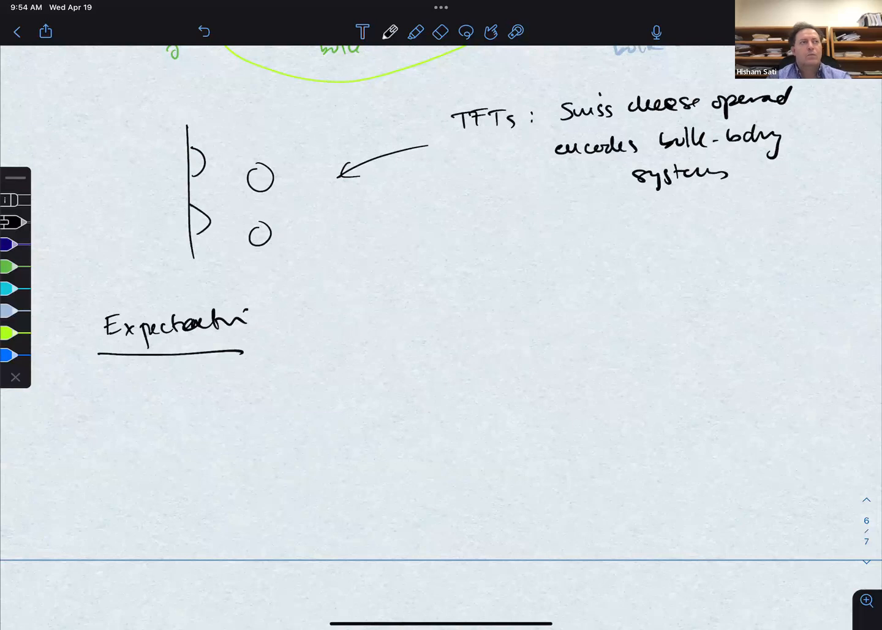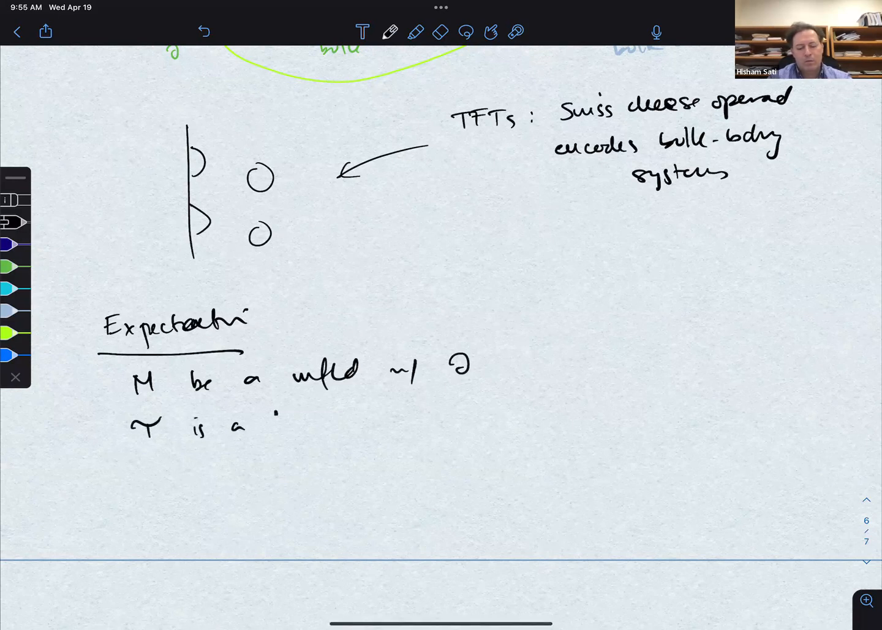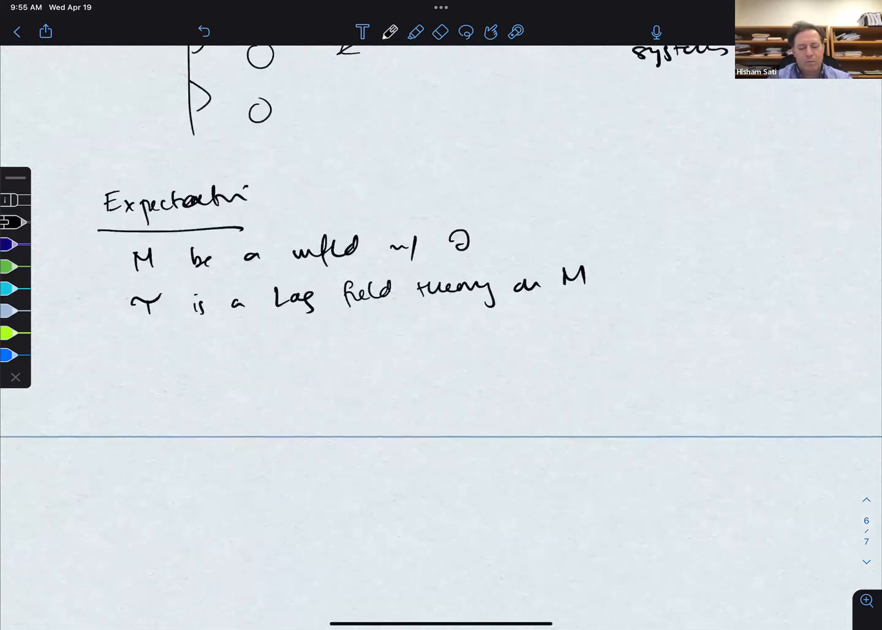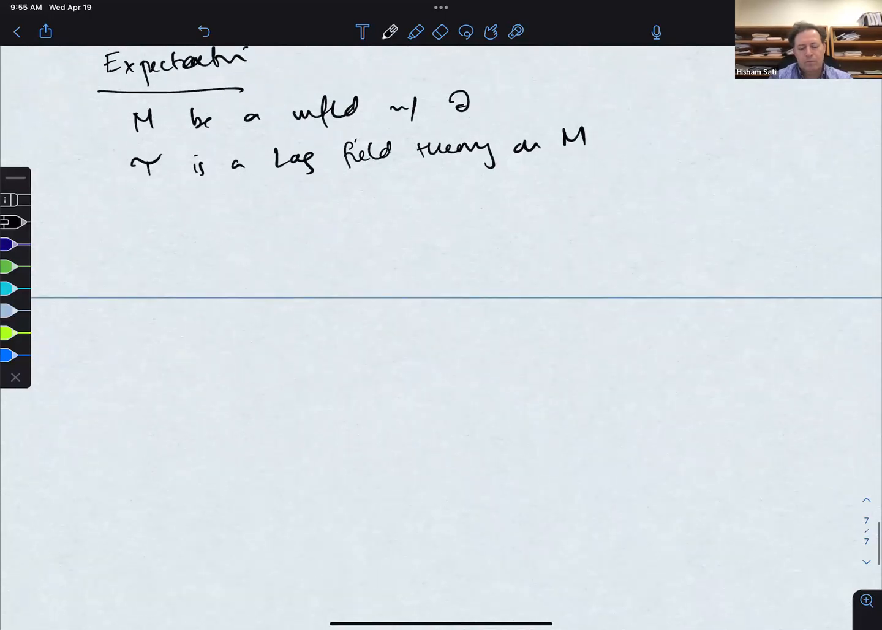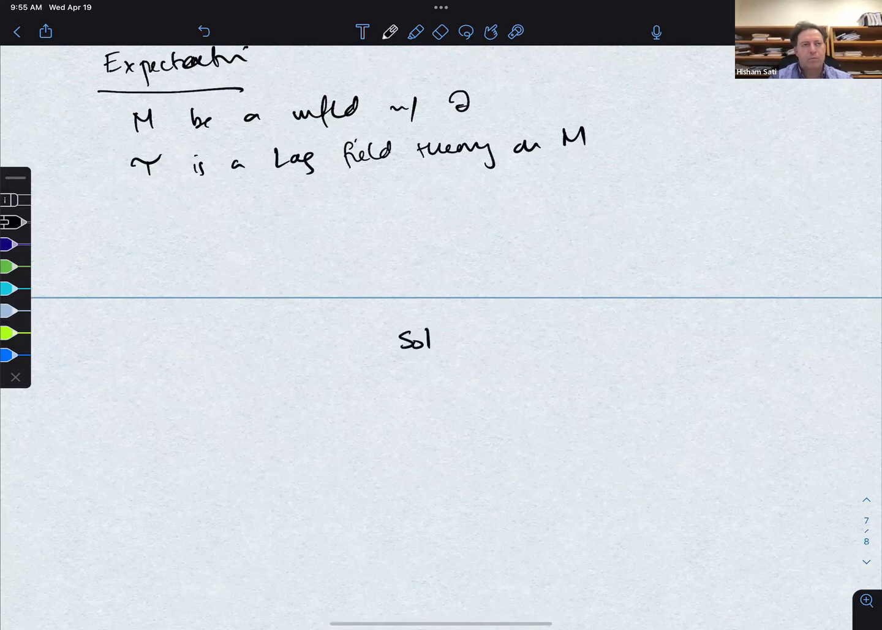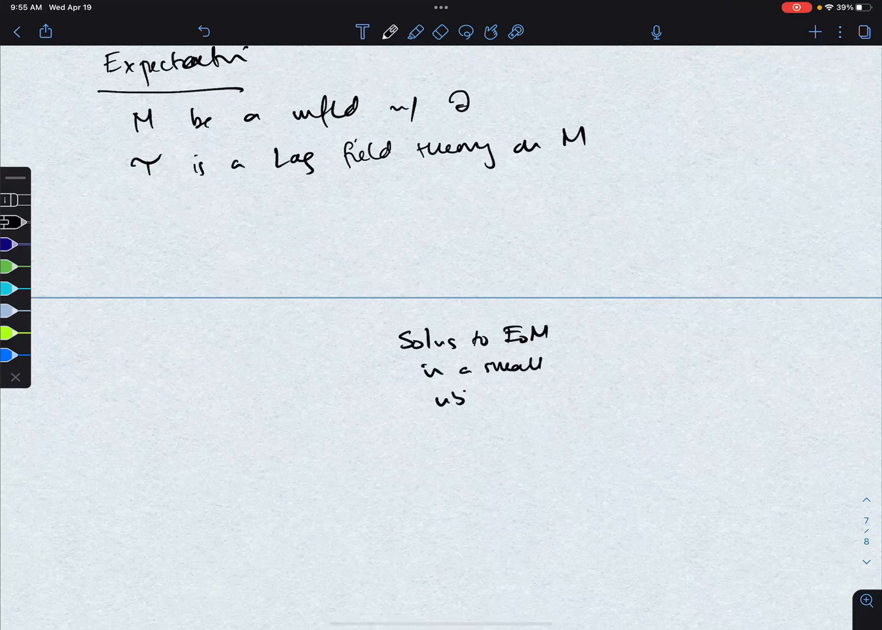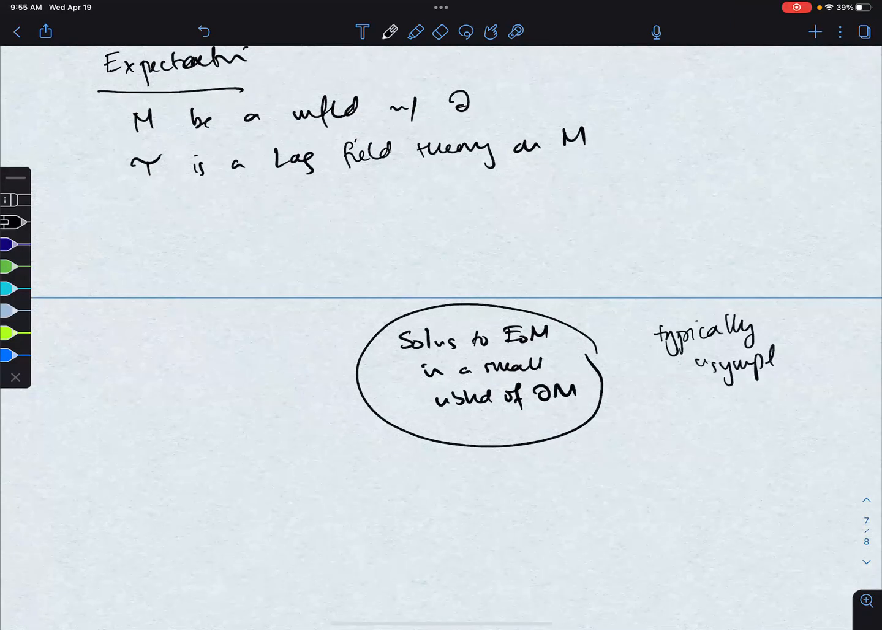Let M be a manifold with boundary, and T is a Lagrangian field theory on M. Then we'd expect that, so what is a boundary condition? Well, I'm just going to sketch this out very quickly. It's all elaborated in this paper with Eugene and also in his thesis. If you look at solutions to the equations of motion in a small neighborhood of the boundary of M, that's some space. I claim that this is typically a symplectic space. More accurately, it's pre-symplectic, and you can do some kind of reduction.